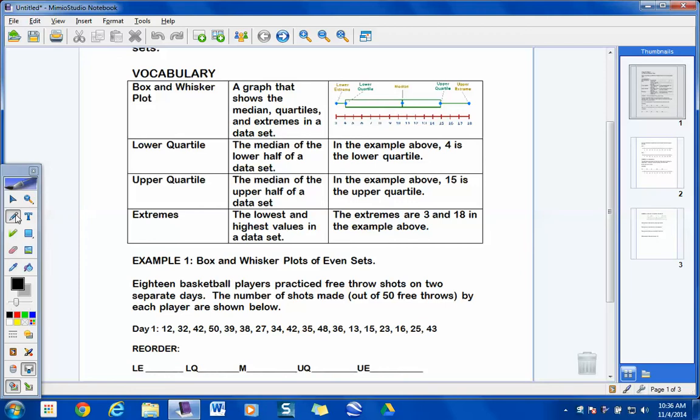And each set's going to contain 25% of the data. So isn't 25% really a quarter of something? Would you guys agree with that? 25% is a quarter of something? So we're looking at breaking stuff up in quarters.